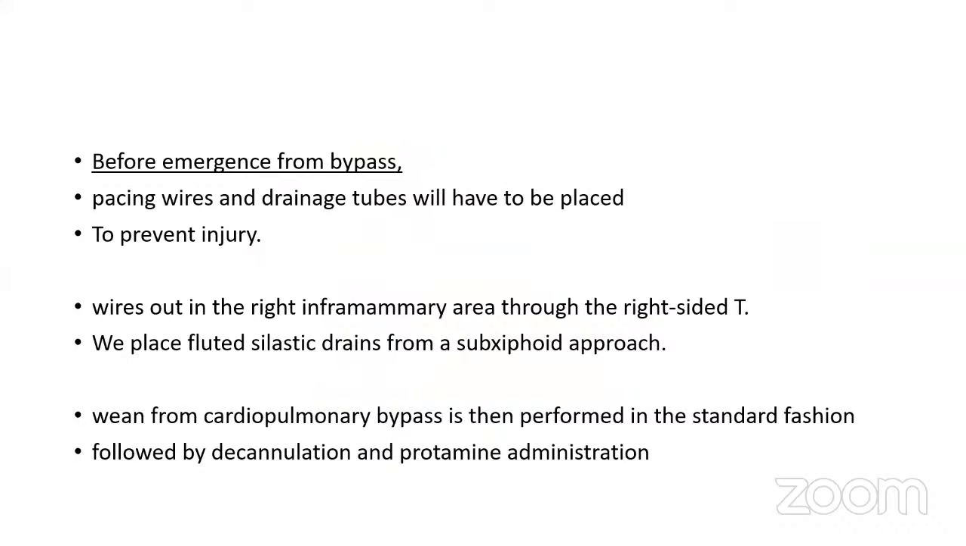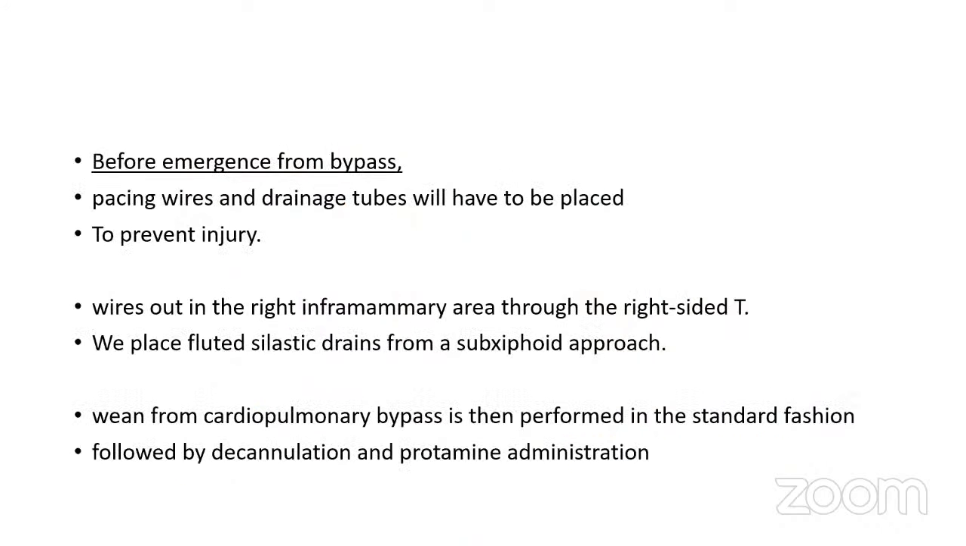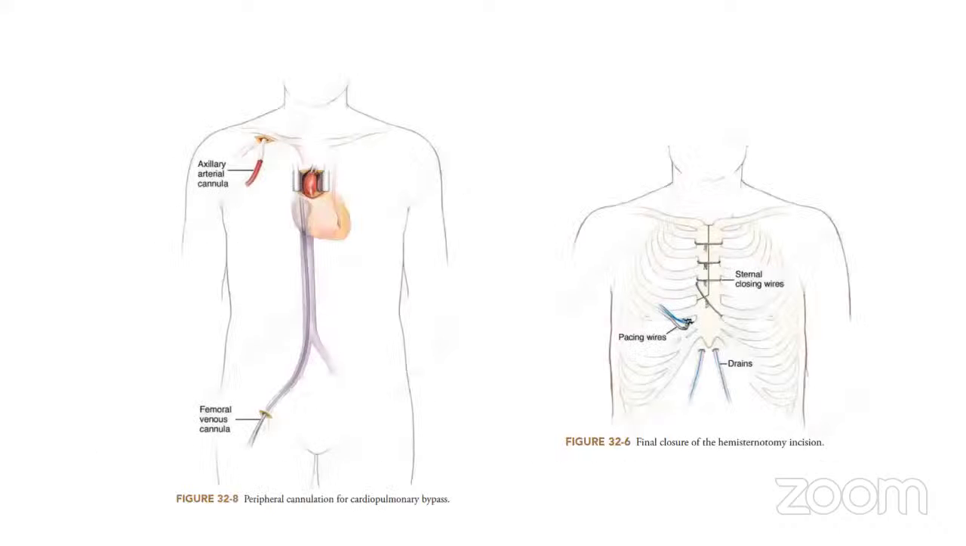The chest tube drain should be a subxiphoid approach, and you will tunnel it with a long retractor through the pericardium with tactile sensation and feeling, so you will not injure the heart. Then after that, wean from cardiopulmonary bypass, then perform decannulation and peritoneum in standard fashion.